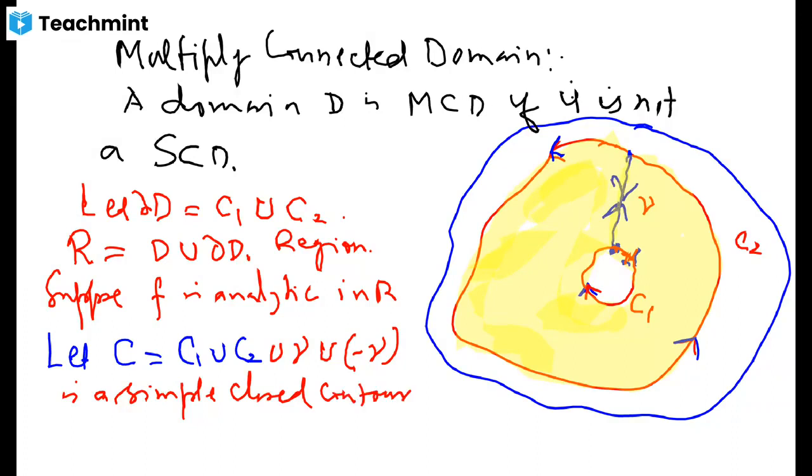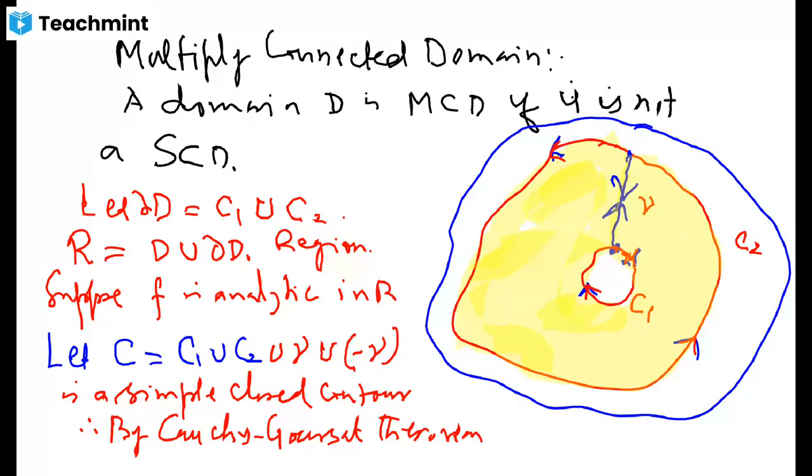Or you might just use it as a contour, even if it is not simple, but here it looks like a simple contour now. And the region enclosed by this contour is a simply connected region, and therefore we can apply Cauchy's theorem on simply connected regions. Therefore, by the Cauchy-Goursat theorem for simply connected domains, the value of the integral of the analytic function f on C is equal to 0.